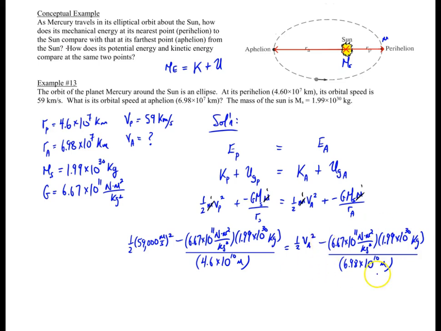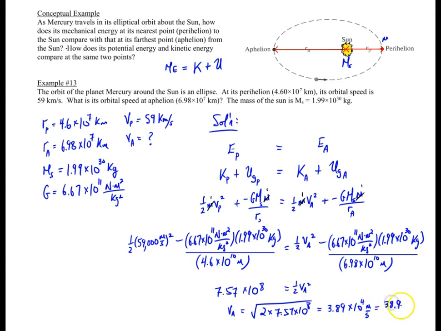Plugging this all into your calculator, you're going to get 1/2 velocity a squared is equal to 7.57 times 10 to the power of 8. And then multiplying by 2 and taking the square root of that, I get an answer of 3.89 times 10 to the power of 4 meters per second, which is equal to also 38.9 kilometers per second. Okay, that's it for example number 13.